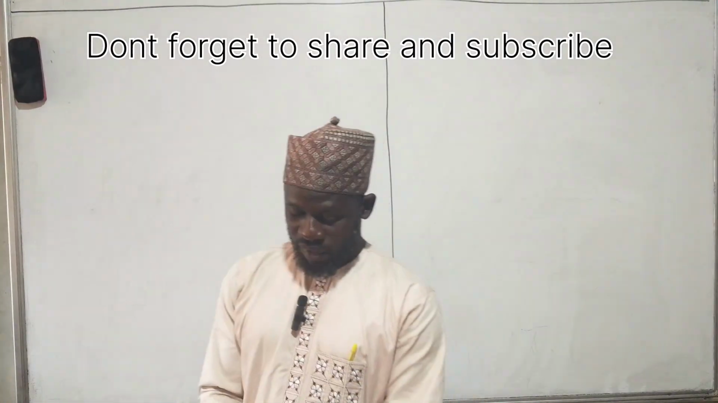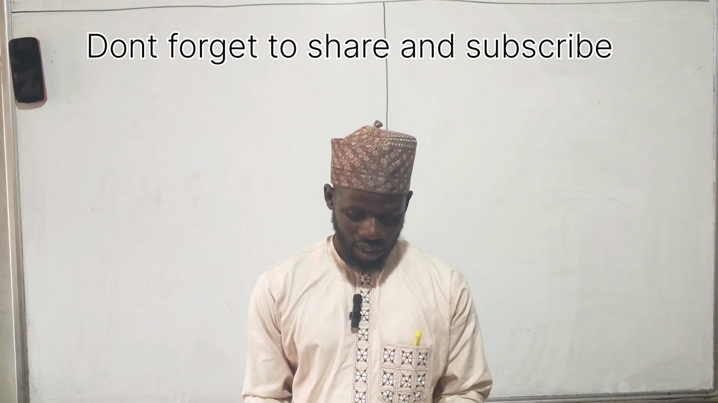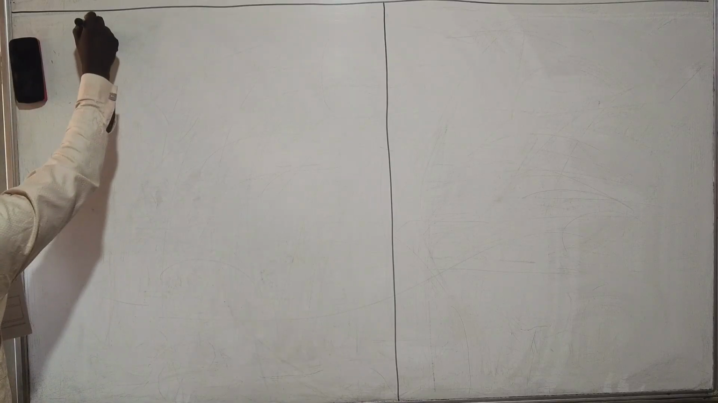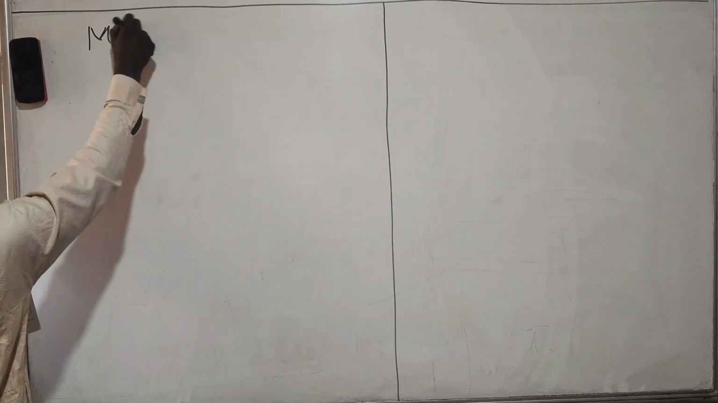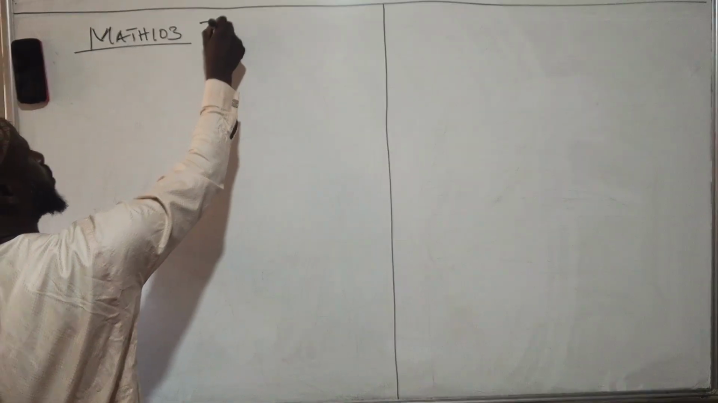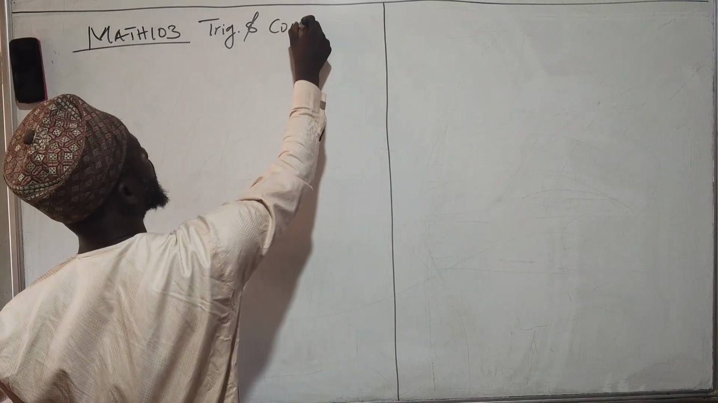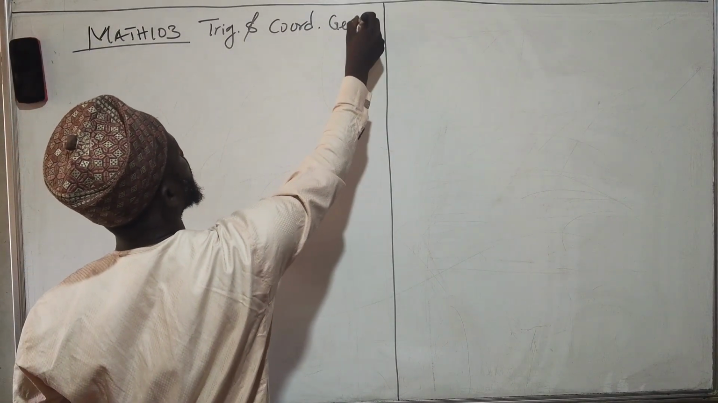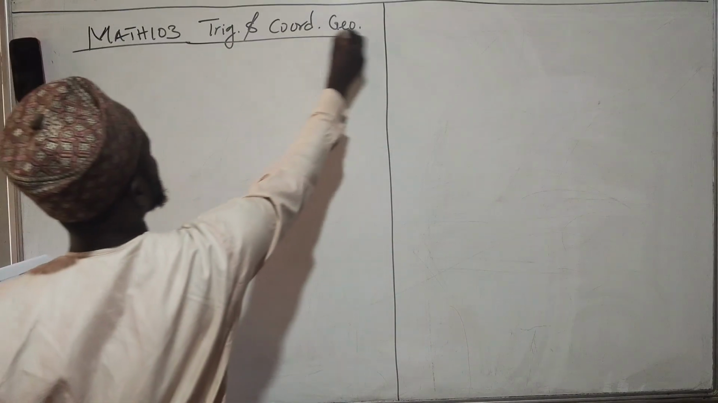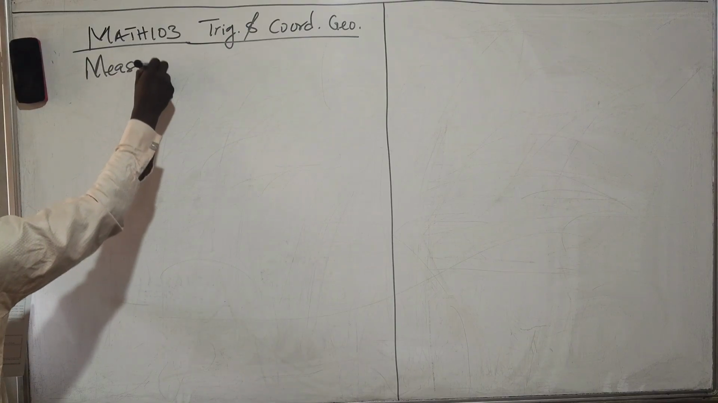In this video, we are going to take a presentation on angles, measurement of angles. Of course, the course is trigonometry and coordinate geometry. The course code is Math 103. So trigonometry, trig and coordinate geometry. So we are going to talk about measurement of angle.